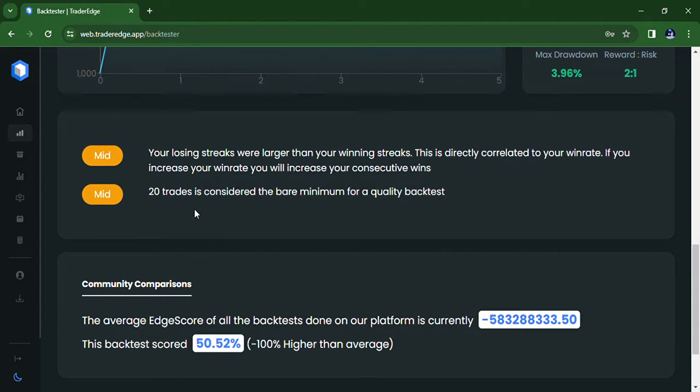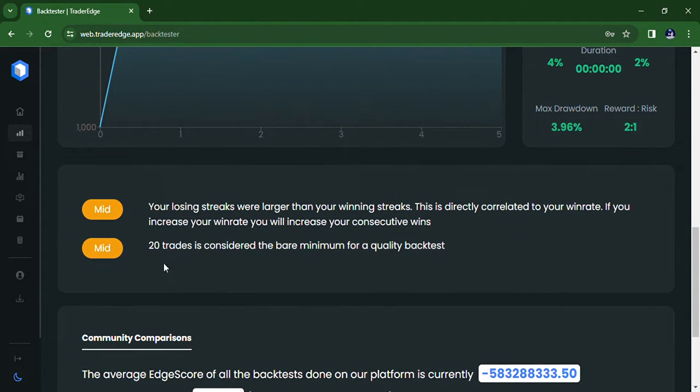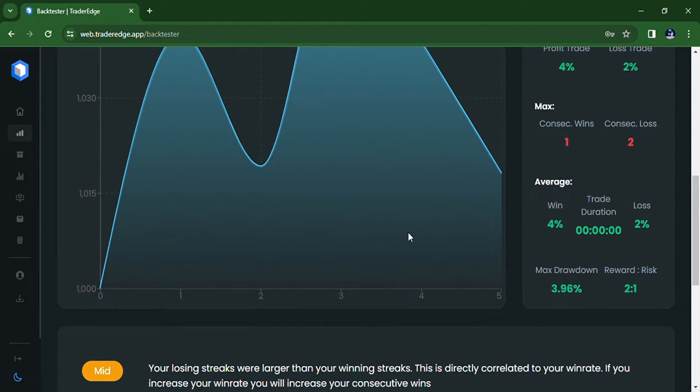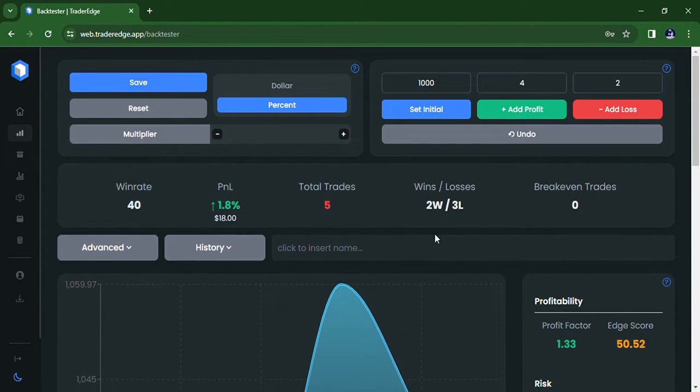They also suggest to backtest more than 20 trades. So it's a good indication. We can't use just the data of 5 backtested trades. I just showed you, so I will undo this.